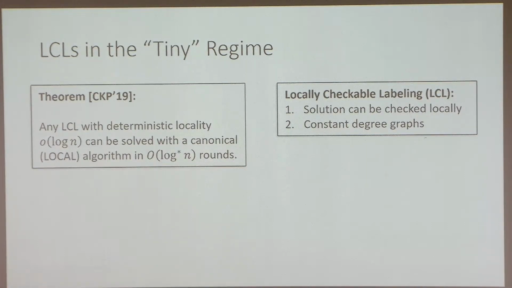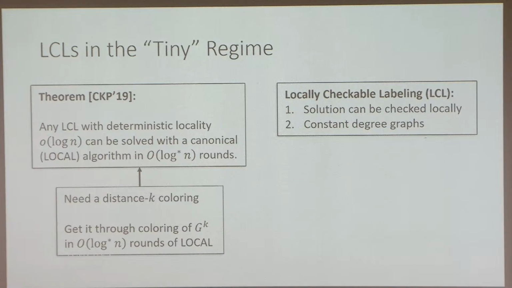And now you might think, aren't all of those trivial? Well, it turns out not. Many of them still remain hard, even on bounded degree graphs. There's a very nice result from previous work by Chang, Kopelowitz, and Pettie, who showed that if you can solve an LCL faster than log n in the LOCAL model, then you also have a log star n round algorithm in the LOCAL model. I'm not going to go into that. I just want to use some of their tricks to do something similar in MPC.